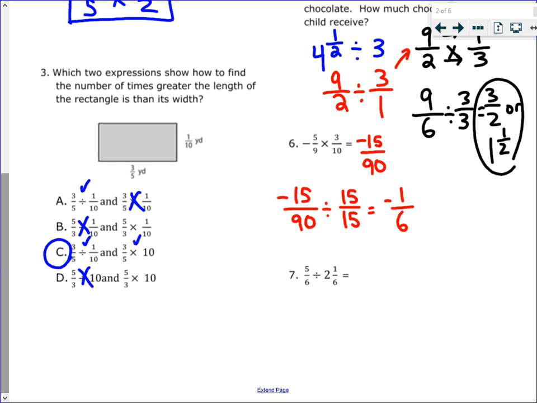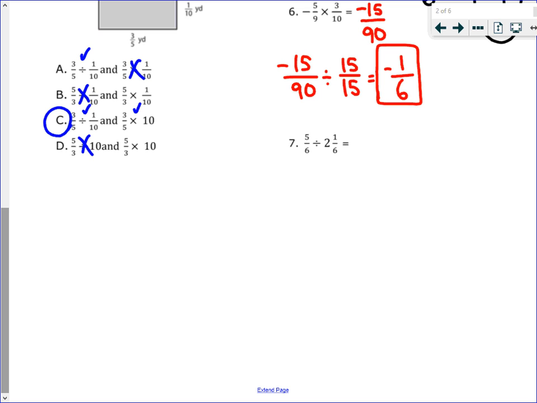And for those of you that are cross-simplifying, you could have done that right at the beginning by dividing 5 and 10 by 5, which gives you 1 and 2, and 9 and 3 by 3, which gives you those answers. But I'm not going to confuse you. Let's go ahead and just keep it like this. If you know how to do that, by all means do that. So negative 1/6 is your final answer. Make sure you're simplifying your answers.